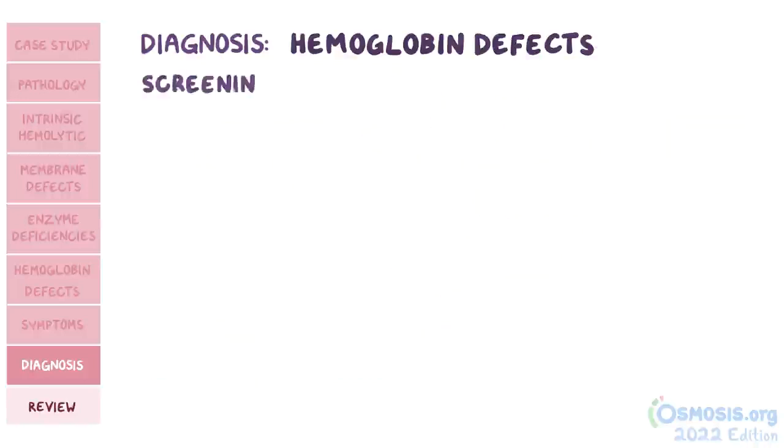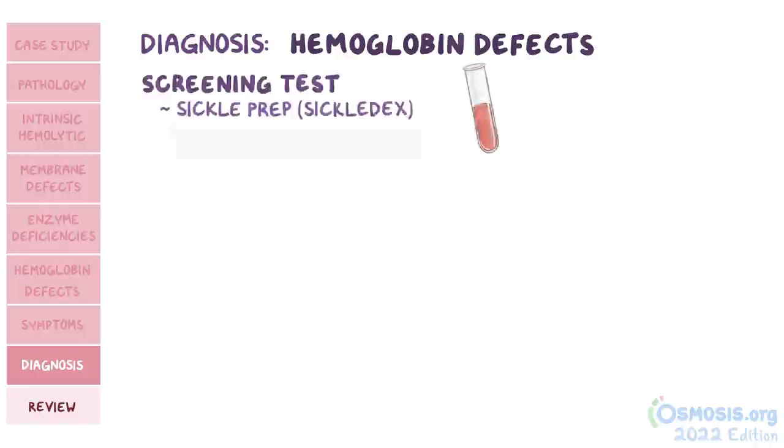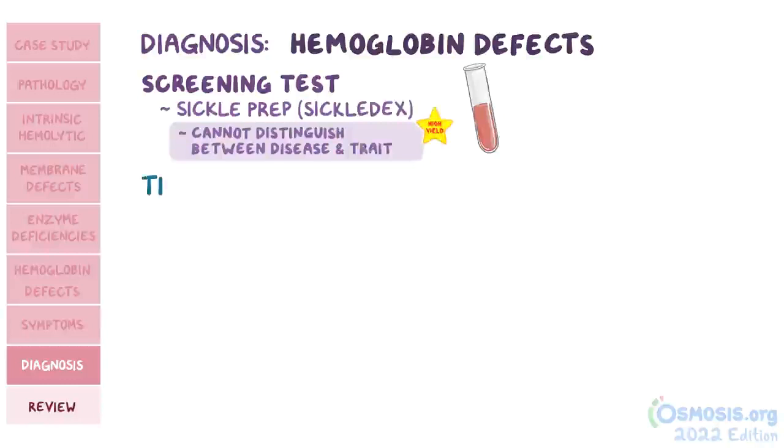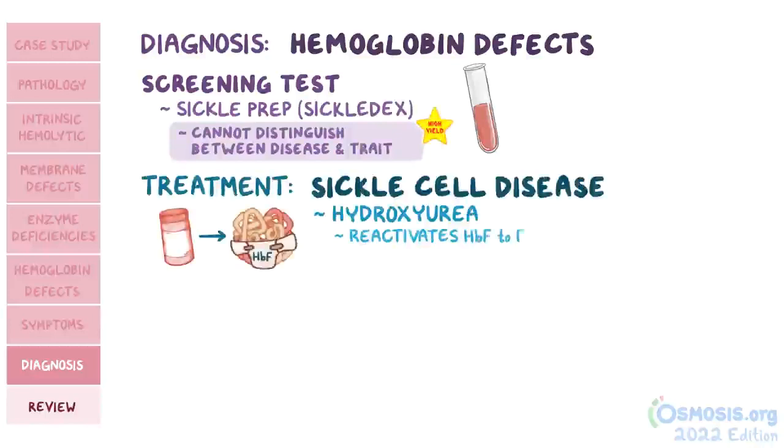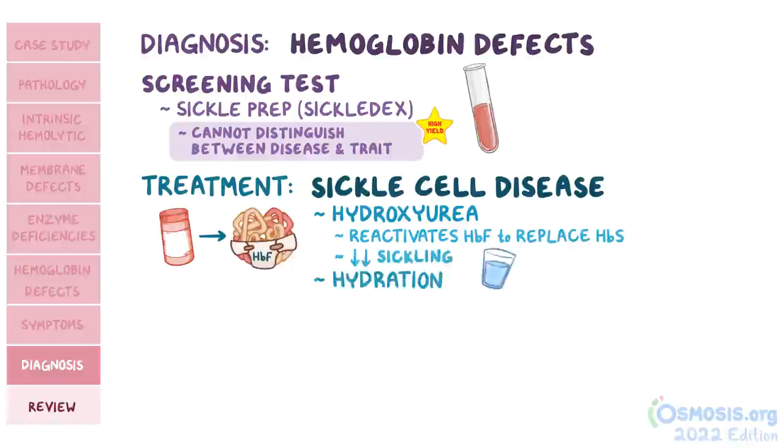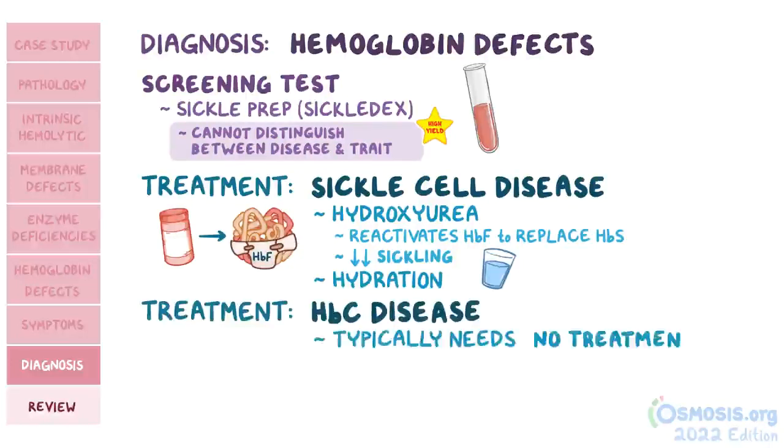Additionally, there's a screening test for sickle cell trait known as the sickle prep or sickledex, but it cannot distinguish trait from homozygous disease. Treatment of sickle cell disease includes hydroxyurea, which reactivates the synthesis of fetal hemoglobin to replace the abnormal hemoglobin S, so there's a lower chance of sickling. Hydration may also help, both during sickle cell crises as well as for prevention. In contrast, HbC disease typically needs no treatment.